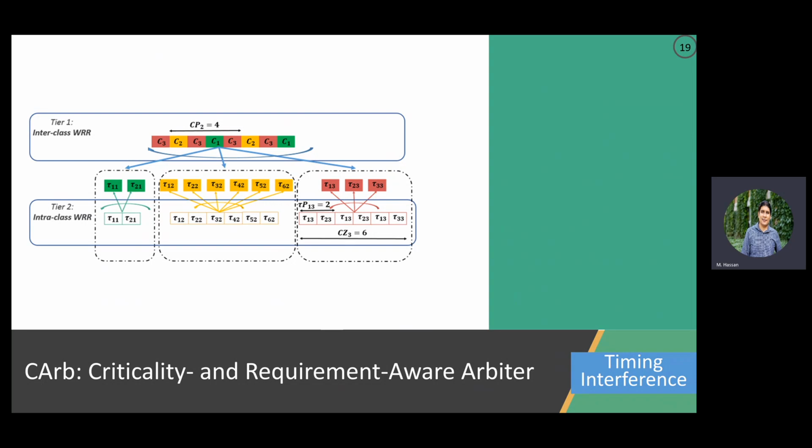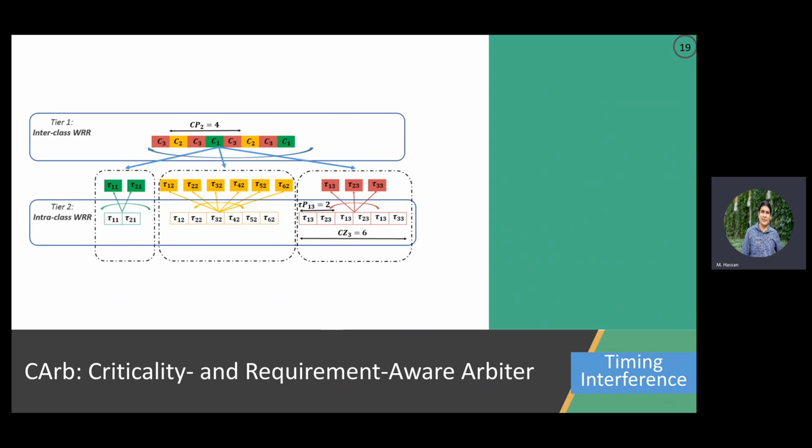I told you that in certification, there are criticality levels, right? Assurance levels. We call them classes. So you take the tasks of the same criticality class and combine them into what you call a class. So you end up with different classes. All the tasks within a class have the same criticality, but different classes have different criticalities, right? And then you have a weighted round robin schedule between classes. So that's the first tier.